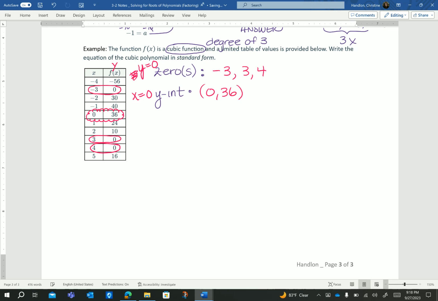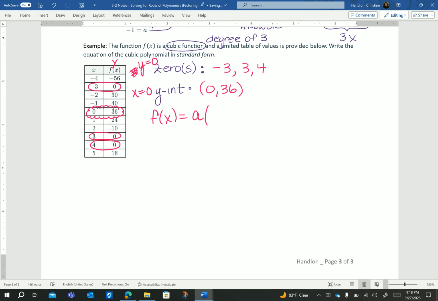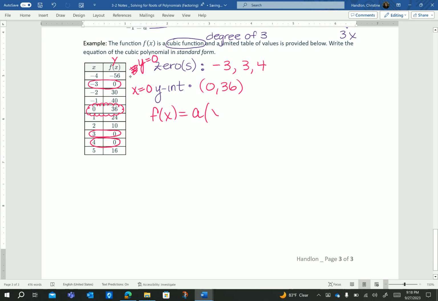Okay? So we are going to write our formula. F of x equals the a, which we're looking for, and now we write the factors. The -3 becomes x plus 3. The root 3 becomes x minus 3. The root 4 becomes x minus 4. Notice how I switch signs on all of them.